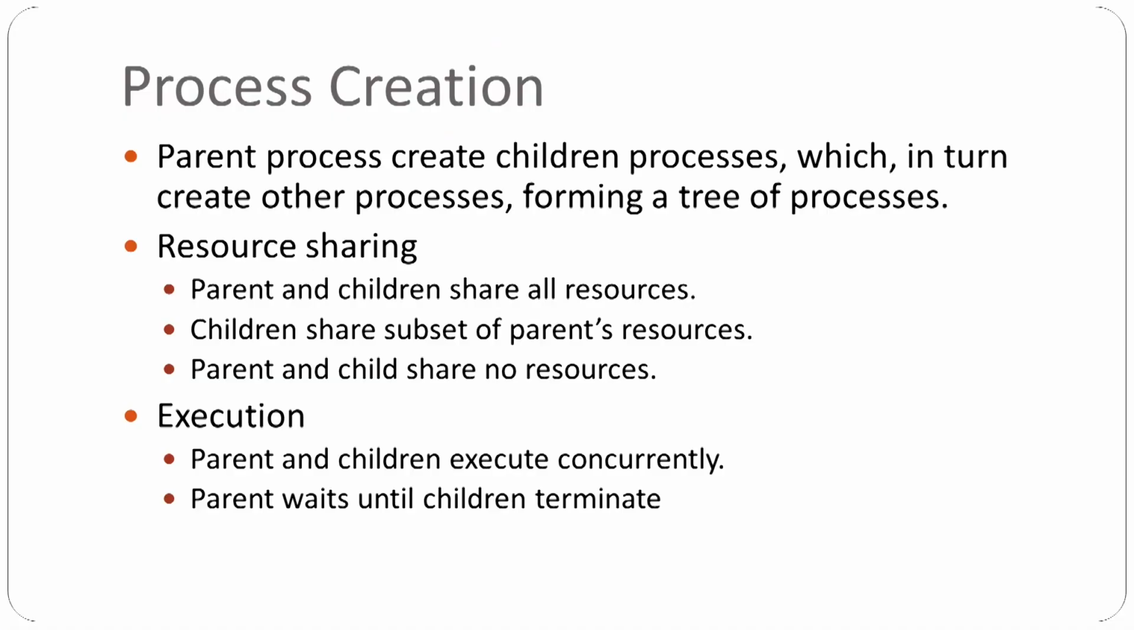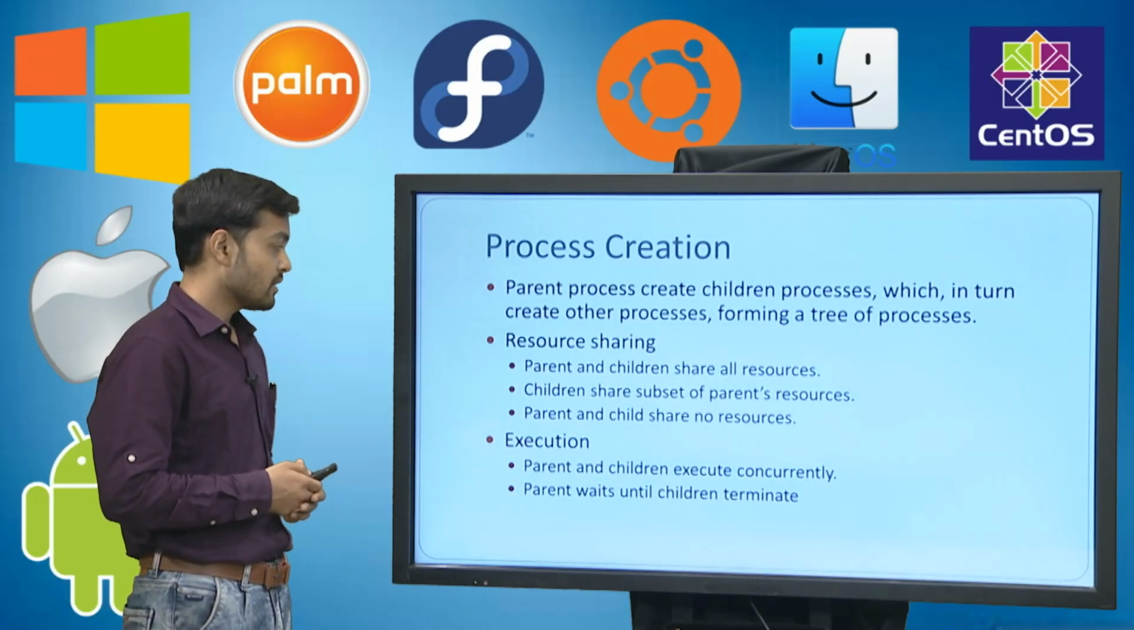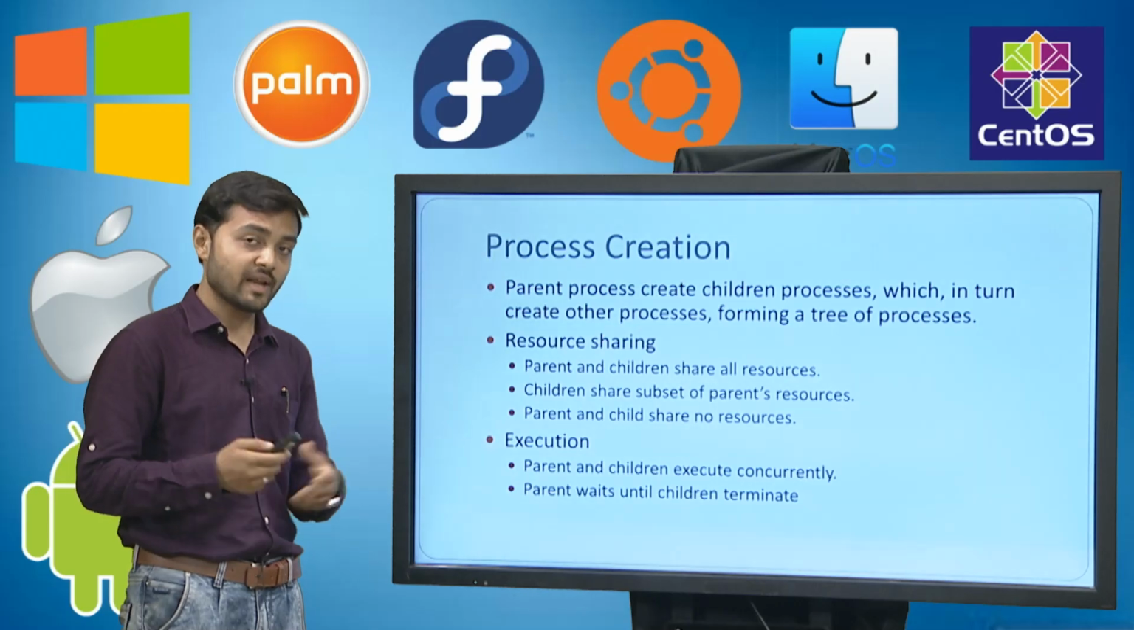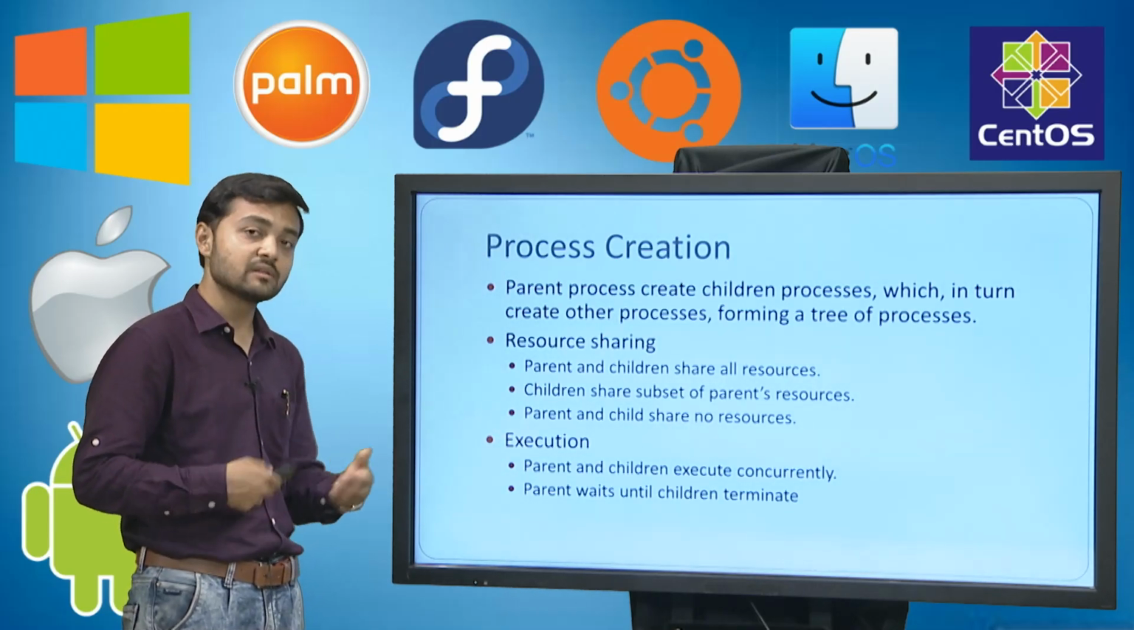Next is process creation. What happens when a process gets created? A parent process creates child processes, which in turn create other processes, forming a tree of processes. Resource sharing: parent and children may share all of the resources, children may share a subset of the parent's resources, or parent and children may not share any resources. In terms of execution, parent and children may execute concurrently, or the parent may wait until the children terminate.